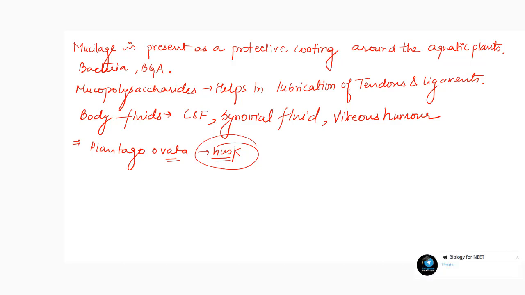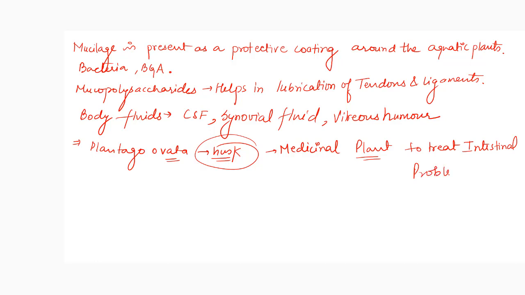The husk of Plantago ovata contains a mucilage which is used medicinally to treat intestinal problems and relieve irritation. It's a medicinal plant. So that will be all for the carbohydrate part.